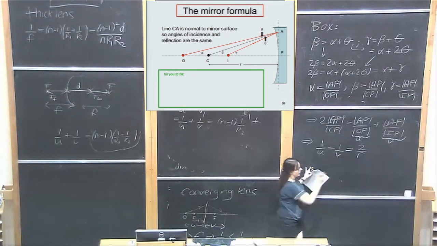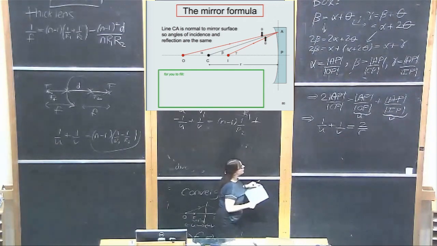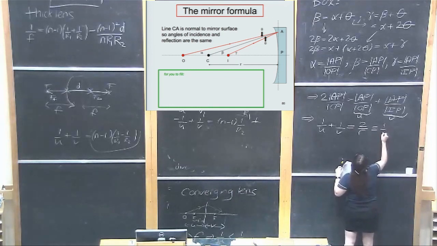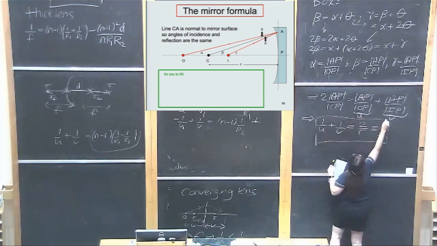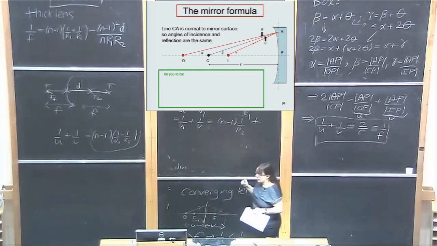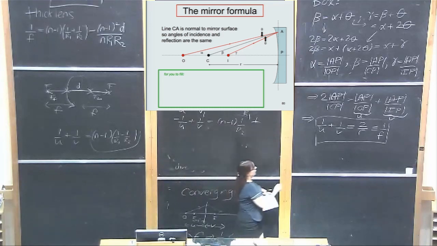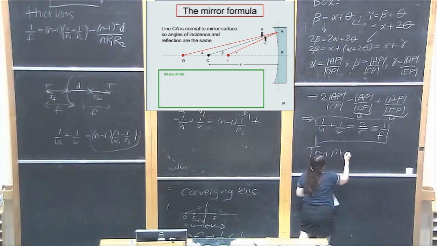is just the radius of the curve of the spherical mirror, the radius of curvature. So I'm also just going to call that 1 over F, because then you can see that we've got something that is essentially the same as the thin lens equation. So that is the thin mirror equation for spherical mirrors.